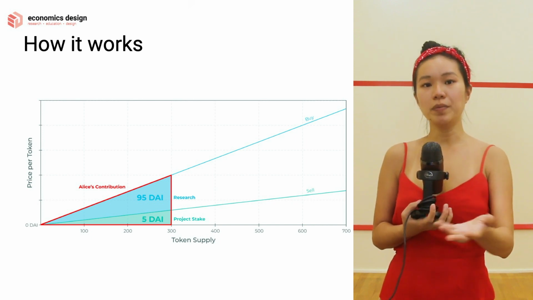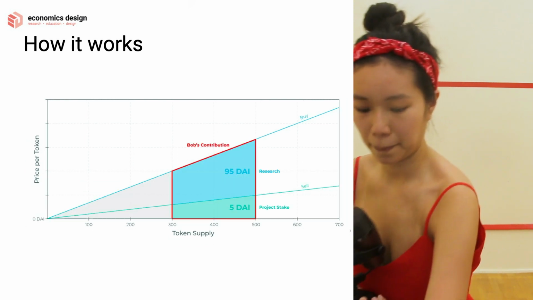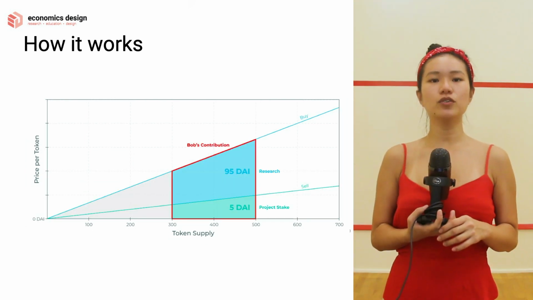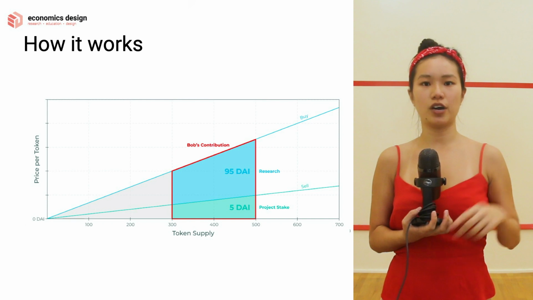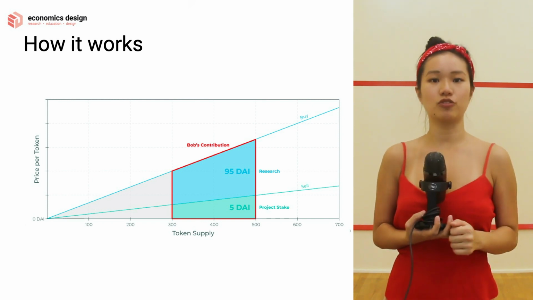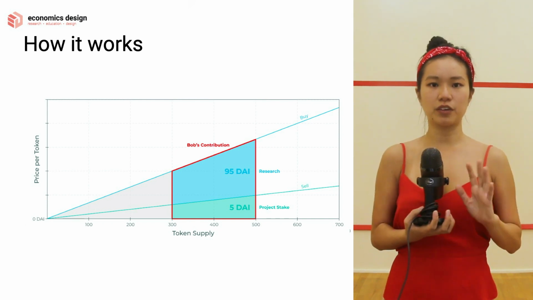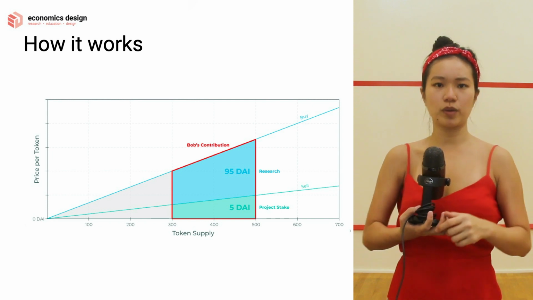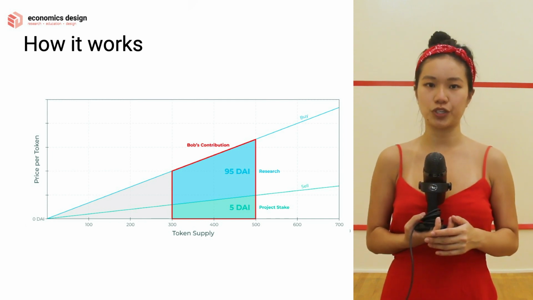In that case, what happens when person 2 comes in? Person 2 also says, you know what? Person A put 100 DAI in. I also want to put 100 DAI in because I'm conservative. I don't want to have so much stake in this project. I just want to put 100 DAI in.